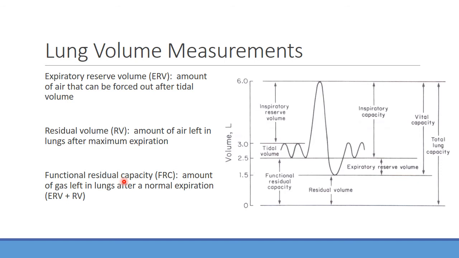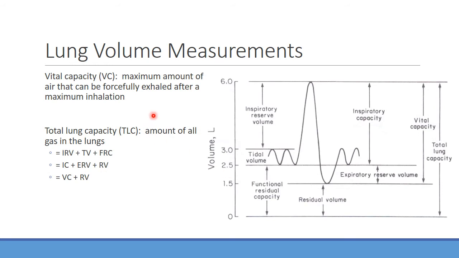But your functional residual capacity is going to equal the amount of gas left in the lungs after normal expiration, which again is going to be that residual volume plus that expiratory reserve volume. So again, there's the functional residual capacity. You can notice that right here. Pretty straightforward.